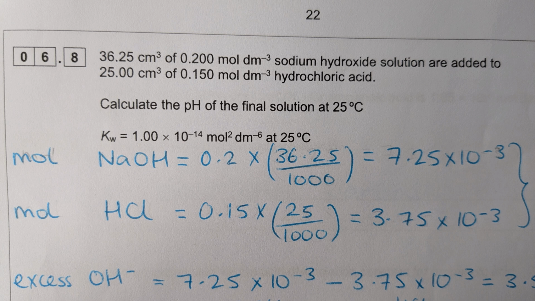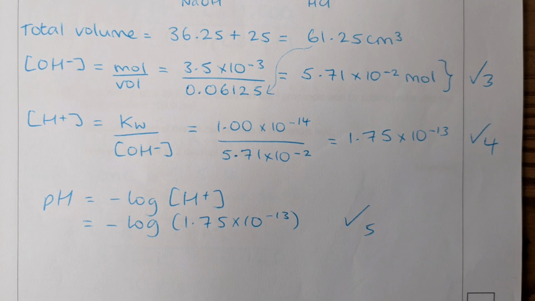We need to find the amount of sodium hydroxide that's left over, and to do this we simply subtract those moles. After we've got the moles of the hydroxide left over after reaction, we want to take into account the new total volume, so after the strong acid and strong base have been combined. To do that, we add the volumes, and then we can use that to work out the new hydroxide ion concentration, which we're going to plug into our Kw expression.